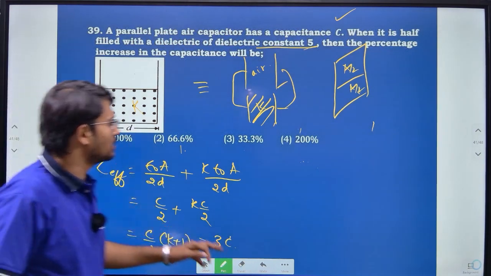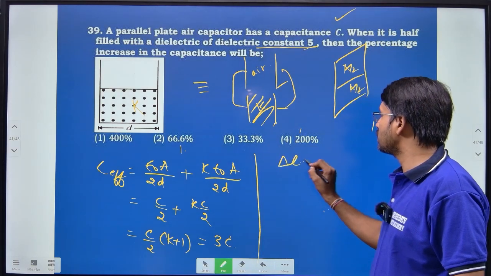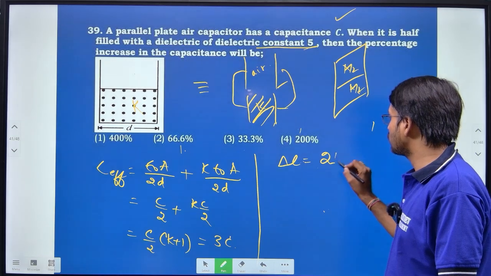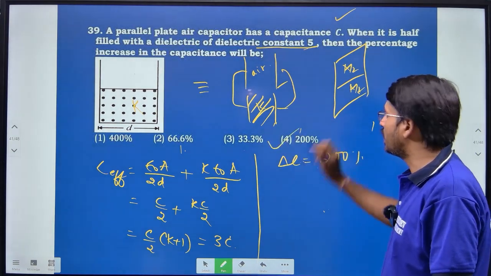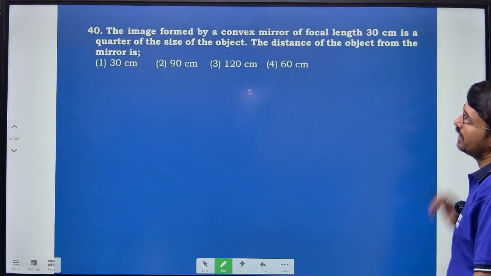If the effective capacitance is thrice the C, what is the increment? The change in the capacitance we can take as 2. Whenever you multiply it by 100, that becomes a 200% increment. Therefore option 4 is the right answer.